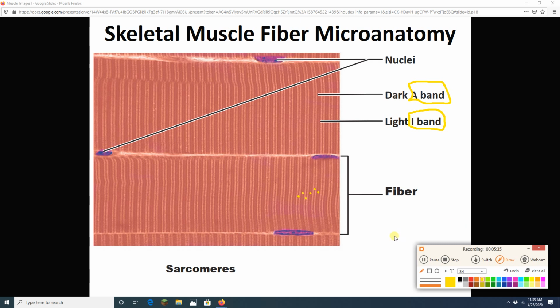Now, one thing we can do is we can divide the muscle fiber into these structures called sarcomeres. The sarcomere is called the contractile unit. Every muscle fiber will have millions of sarcomeres. Each sarcomere is a place of contraction. So if we can figure out how a sarcomere contracts, then we'll know how the muscle cell contracts as a whole. And we're going to go into detail on these guys.